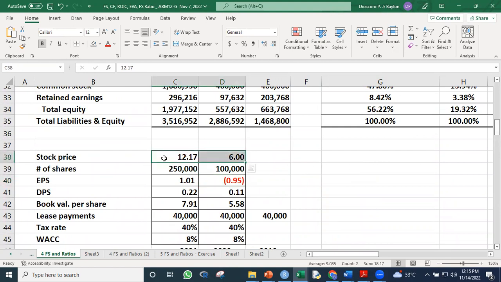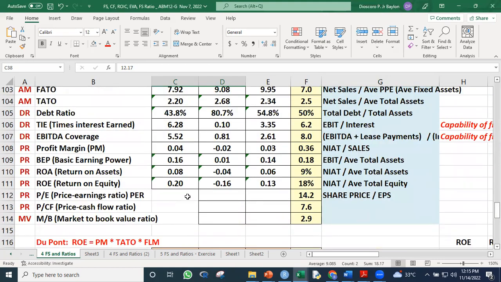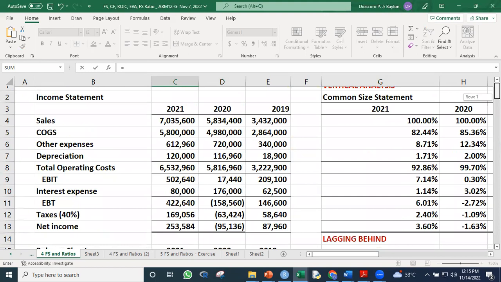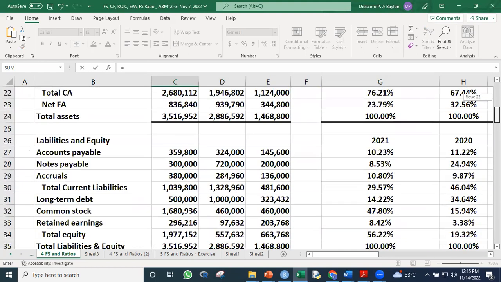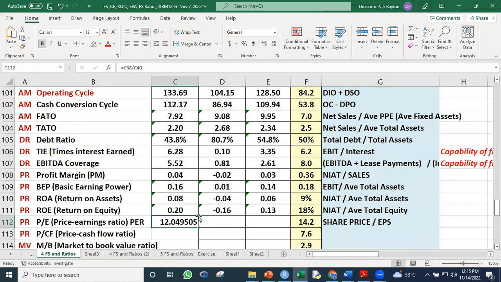Okay, so we have the stock price, and then we have the earnings per share. All right, so what's the formula for the PER ratio? This is equal to the stock price, which is given above, selling now at 12.17 at that point in time. 12.17 divided by our EPS, which is this one. The EPS is given. But how do you compute for EPS?